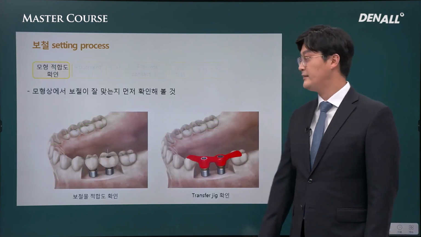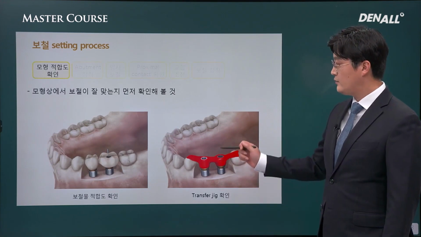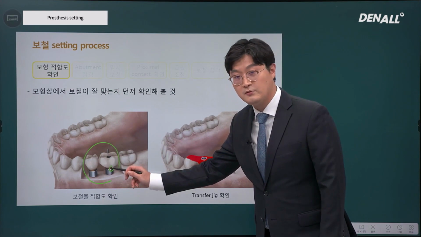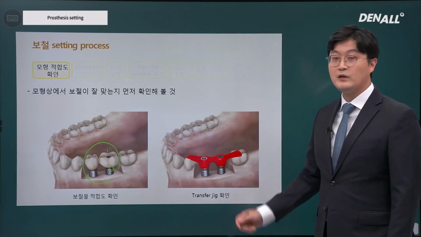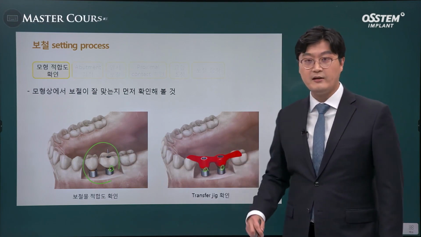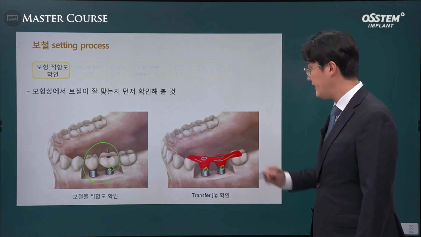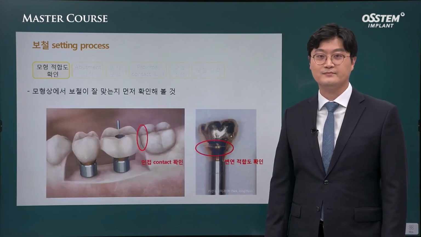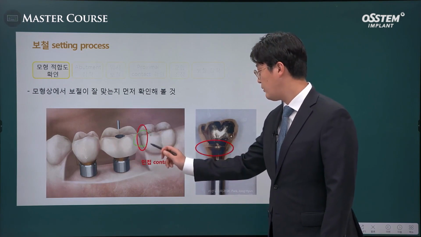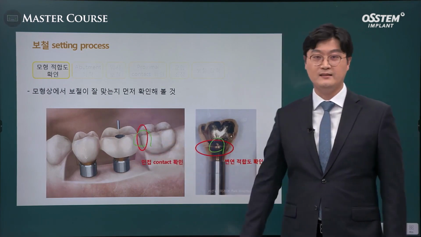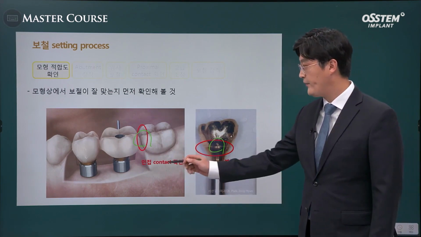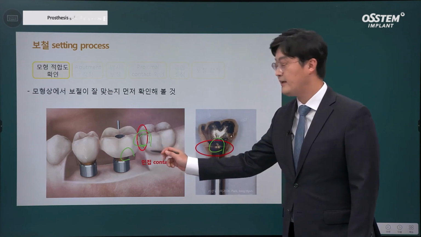Let's look at the order in detail. Once the prosthesis comes on the plaster model, you need to check whether the marginal fitness of the abutment and crown is good. And the jig which you use to connect the abutment should be confirmed as well. On the plaster model, if the contact and margin do not fit well, it's not going to be good in the oral cavity as well. Therefore, on the plaster model, you need to check these two factors.